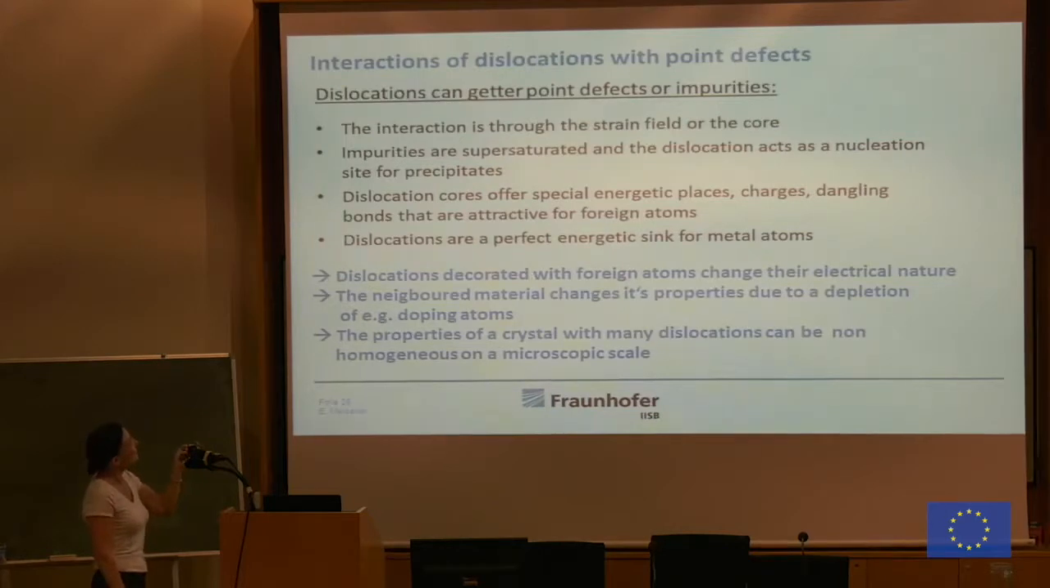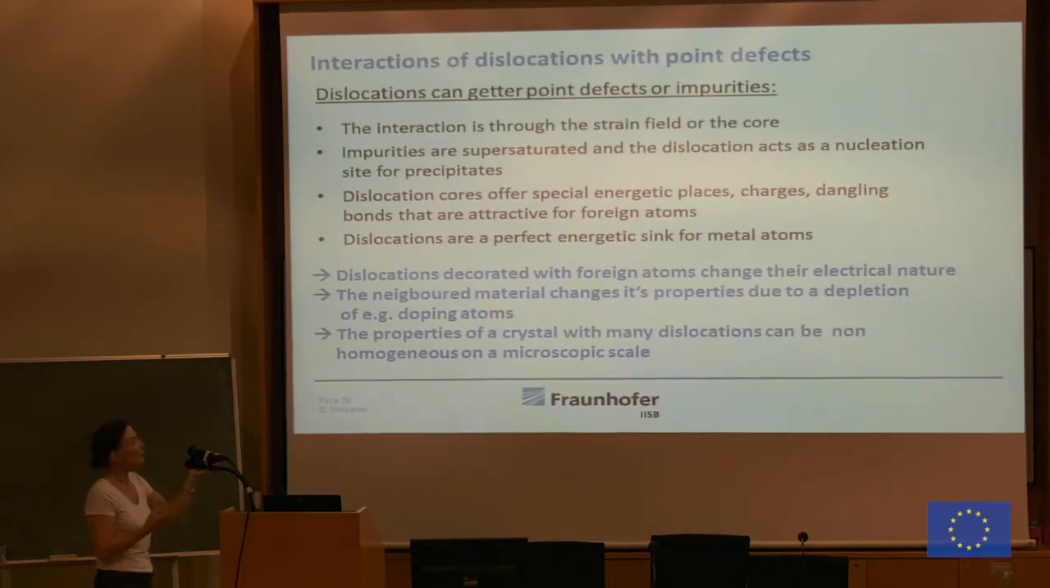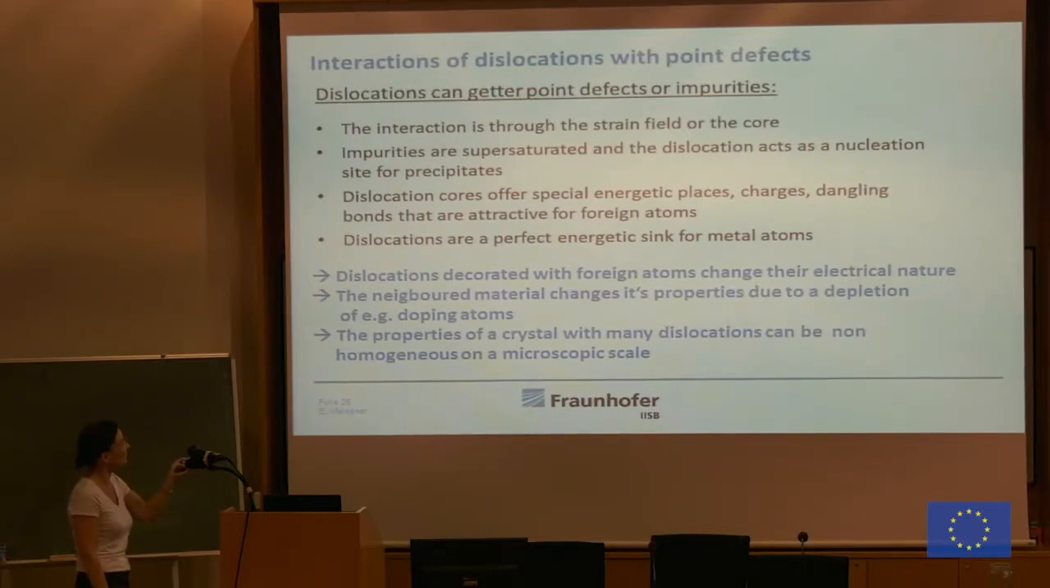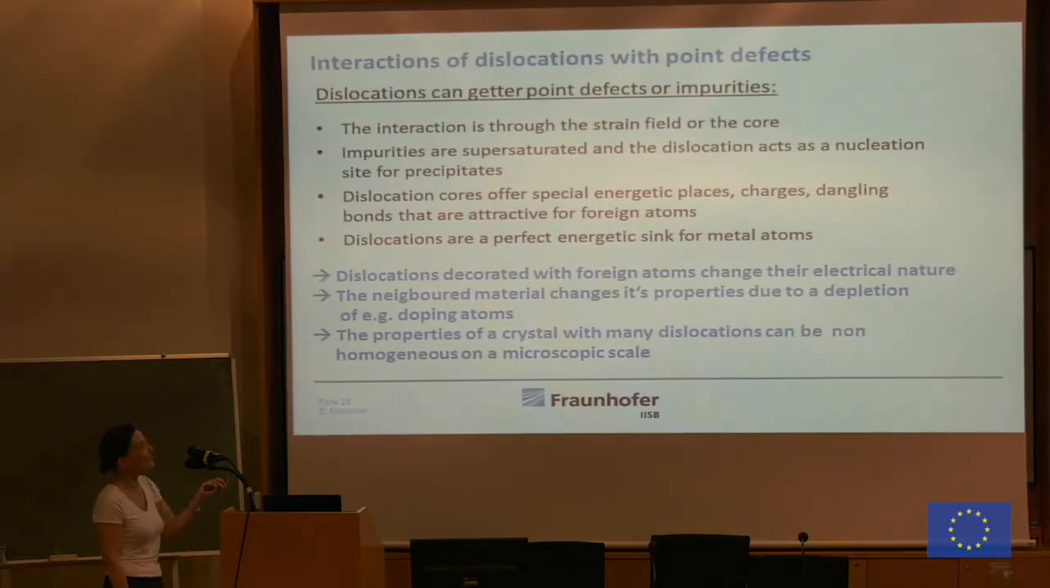And the strain field itself is an attraction to get a point defect moved to a dislocation. So the dislocation cores have special energetic places. They can offer charges, dangling bonds, and so on, which is attractive for an atom. And under a temperature, which the processes normally have, you have some easy moving of some species, and then they are attracted and go to a dislocation. So the dislocations can be decorated with foreign atoms, which changes their nature and their electrical nature.